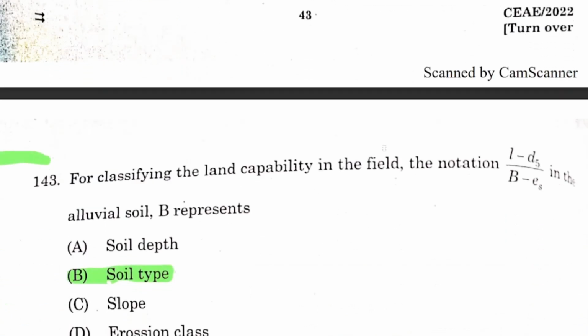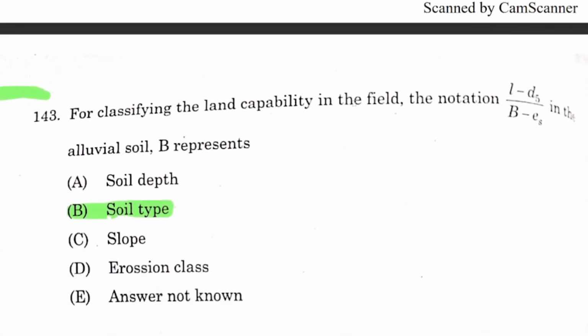Next, classifying the land capability in the field, the notation L minus B5 divided by B minus ES in the alluvial soil. B represents, so here B represents soil type.